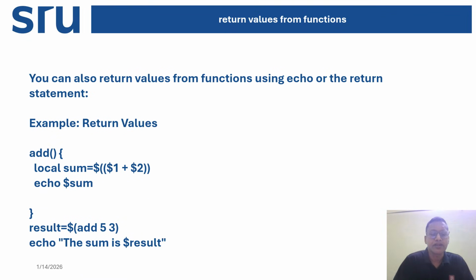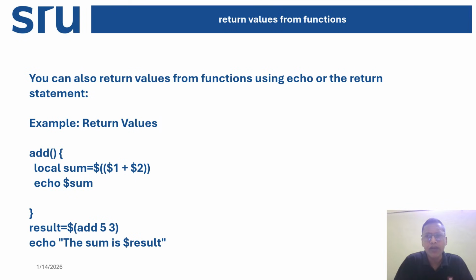Return values from functions. Here the question is how to define a function, how to call a function, and how to send values from the calling function to the called function. That is nothing but arguments. We have already observed this in the previous slides. Now the question is how to return a value from the function. Here add, that is the function name, curly bracket, local sum is equal to $(( $1 + $2 )), closing, echo $sum.